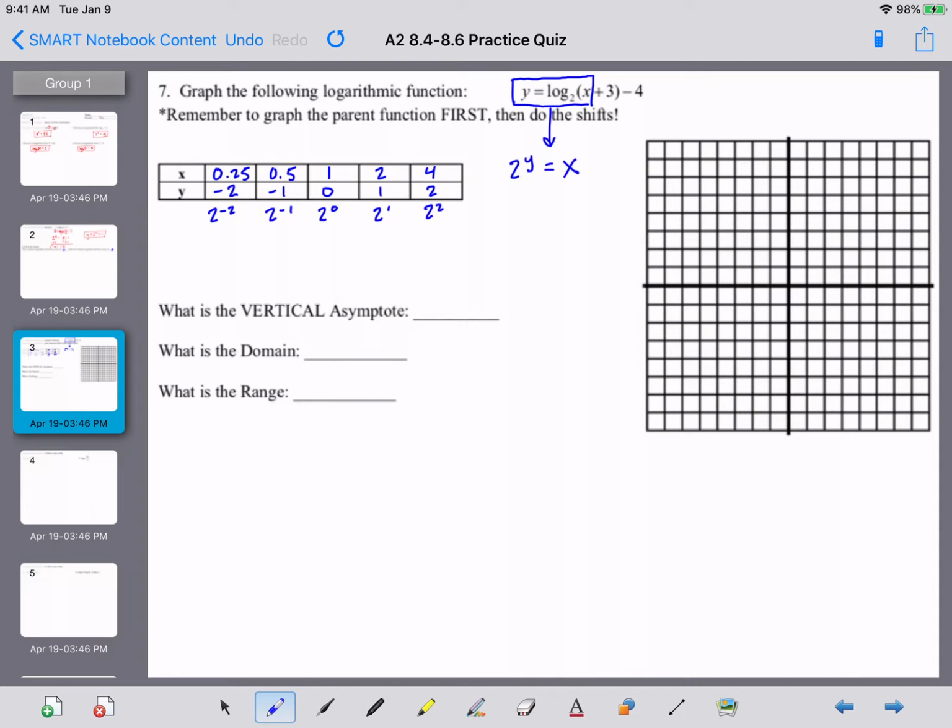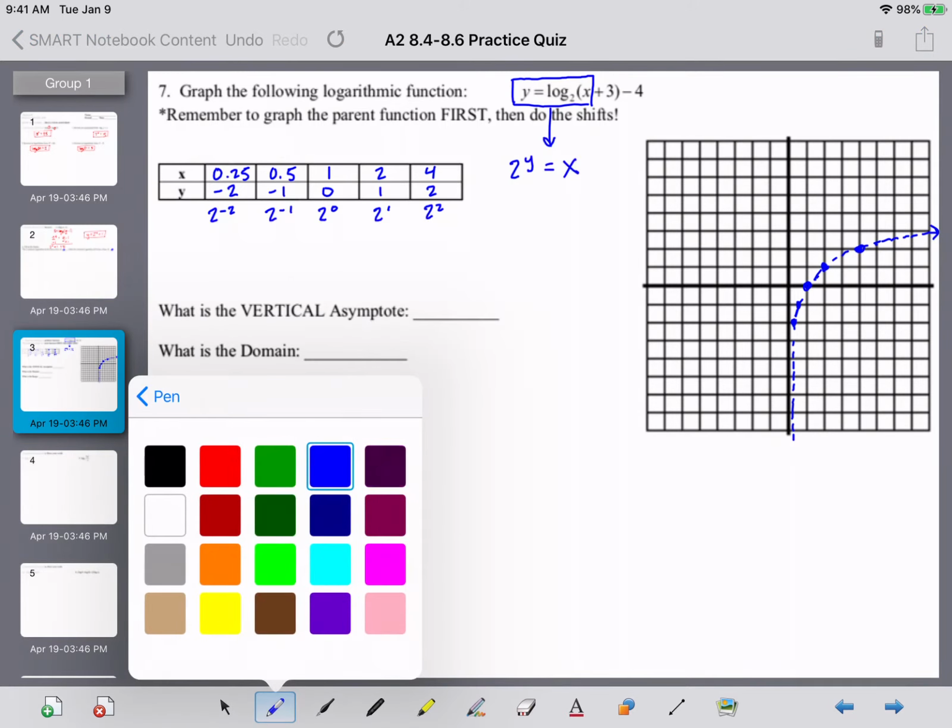Okay, so let's go ahead and graph those for our 5 points. So we go over 0.25 down 2 is the first point, over a half down 1, over 1 up 0, over 2 up 1, and over 4 up 2. And I'm going to make a dashed line through these because remember, this is my parent function. This isn't quite my final answer yet because I still need to apply this shift.